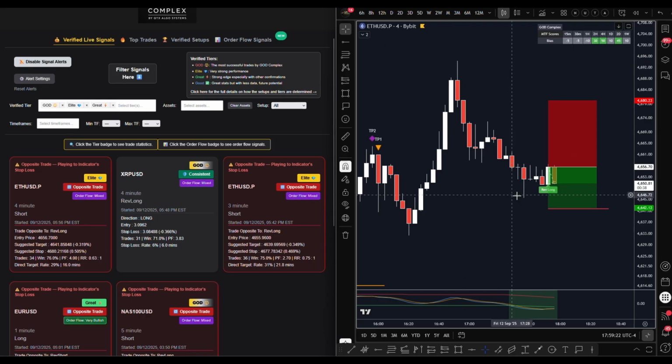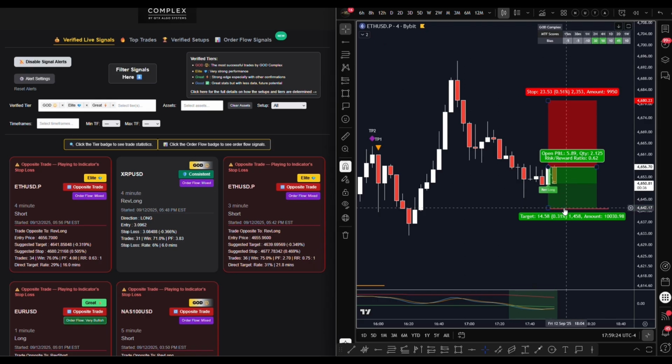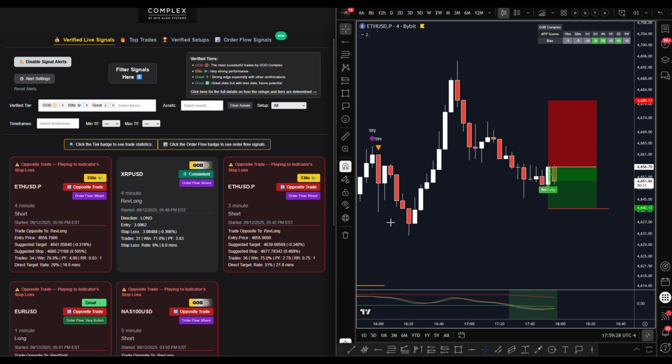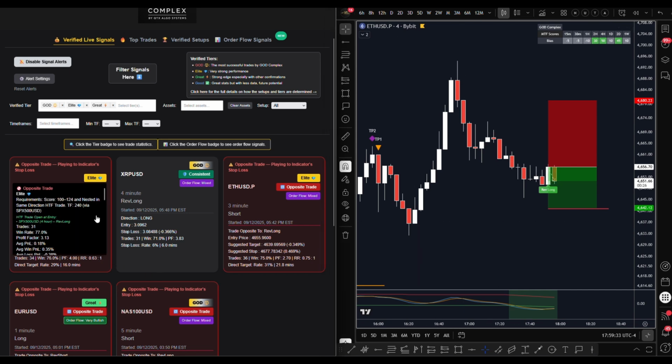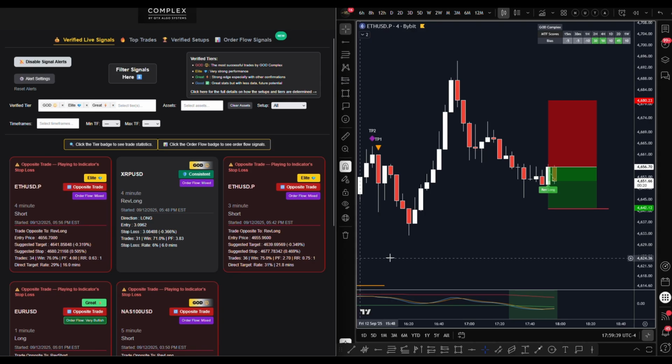So as you see, for this stop loss to target, the RR is 0.63 to 1. Obviously not that great. But these opposite trades have very high win rates. So this one's 77%. With a 77% win rate, you can have a risk reward much below 1 to 1 and still be profitable. That's why I don't block out these low risk reward setups if they're an opposite trade, because it can still be very profitable.